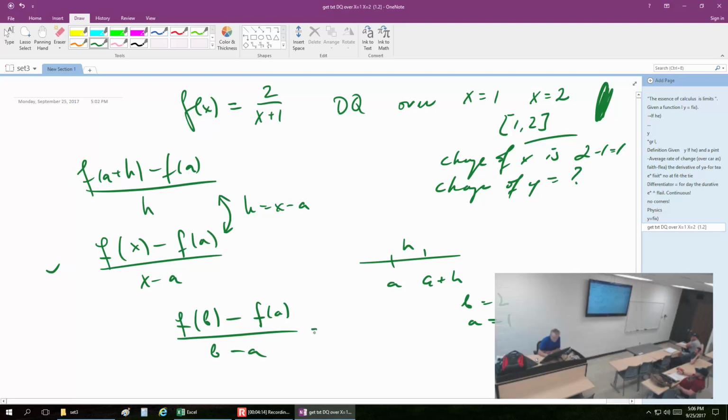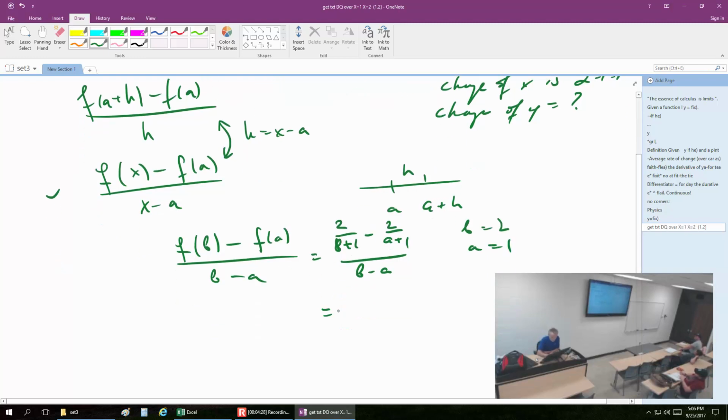So in this particular case, it will be 2 over b plus 1 minus 2 over a plus 1, over b minus a, okay, in that order, as you can see. And then you just simplify. In our particular case, we have 2 over 2 plus 1 minus 2 over 1 plus 1, over 2 minus 1. And, well, that's all there is, 2/3 minus 2/2. Okay, so negative 1/3, is it? Yeah.